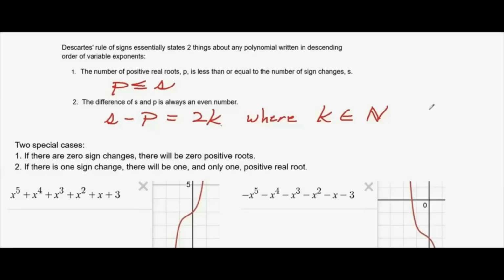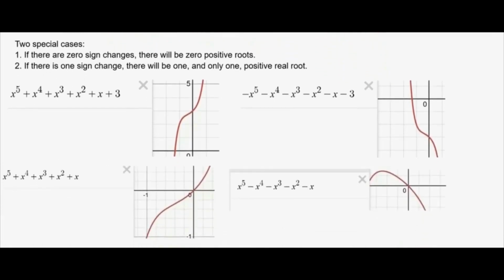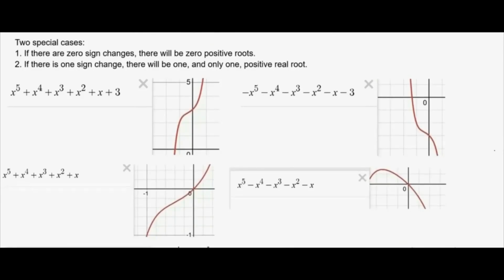Back to thinking of positive real roots and keeping Descartes' rule in mind, there are two special cases that I want to look at. A lot of times Descartes' rule isn't helpful because there's no way of really knowing just how many roots there are or if they're real or not. But there are two special cases that you can always count on. Number one, if there are zero sign changes, there will be zero positive roots. Number two, if there's one sign change, there will be one and only one positive root.